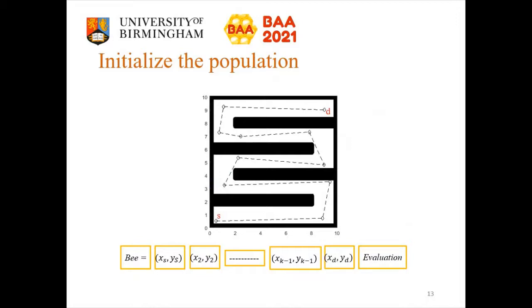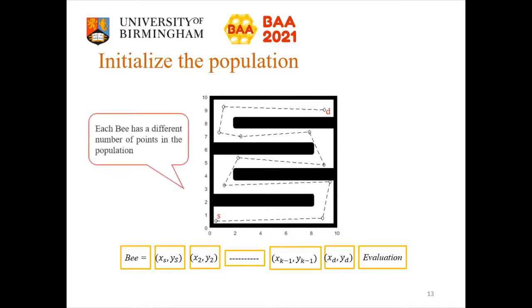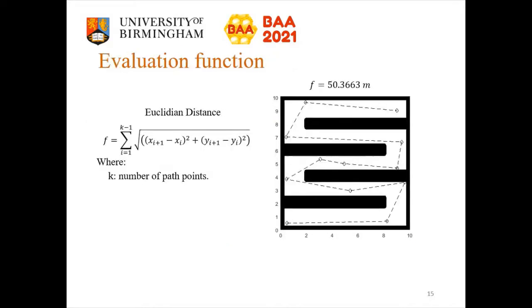The bee is an initial path, which is represented by a sequence of points and the evaluation value. The number of points in the bee is k, and each bee can have a different number of points in the same population. Now the evaluation function. We use the Euclidean distance as the evaluation function to calculate the evaluation value, and our goal is to minimize this value.